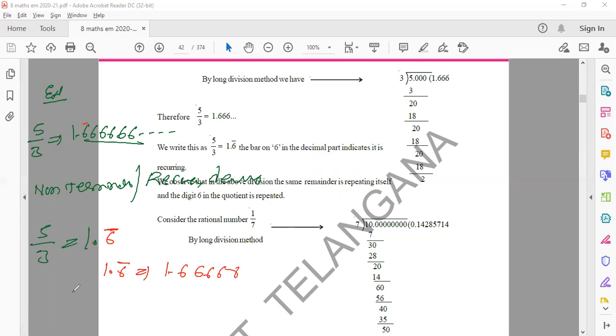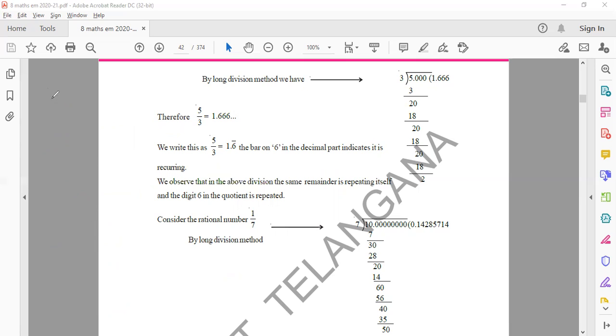Okay? If it is 1.5 with a bar on the 5, for example, it means 1.5555 and keeps on going. If I take another example of recurring, 1.72 with a bar means 72 is repeating, 72, 72, 72, like that. You write the bar over the value that is repeating. Now clear?